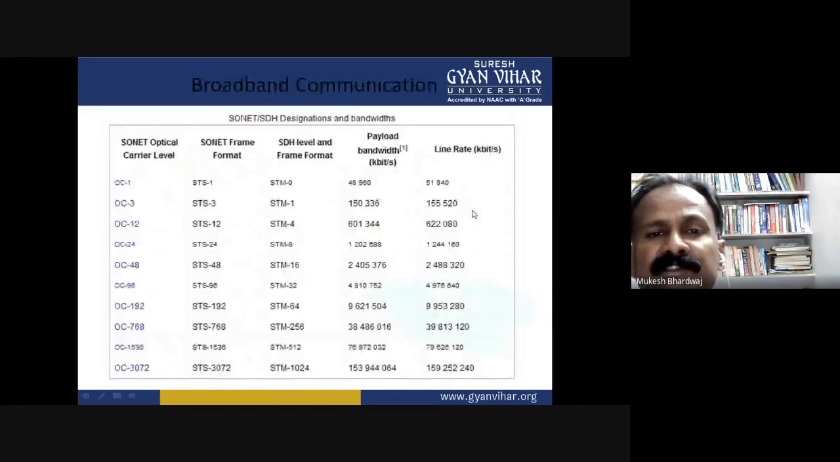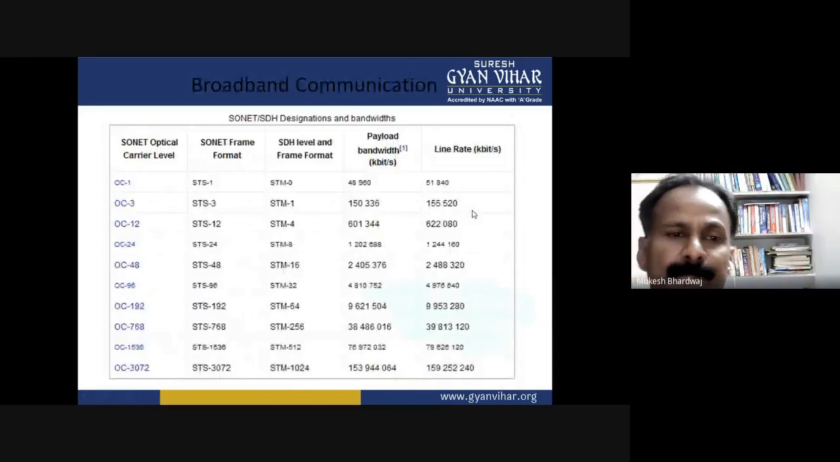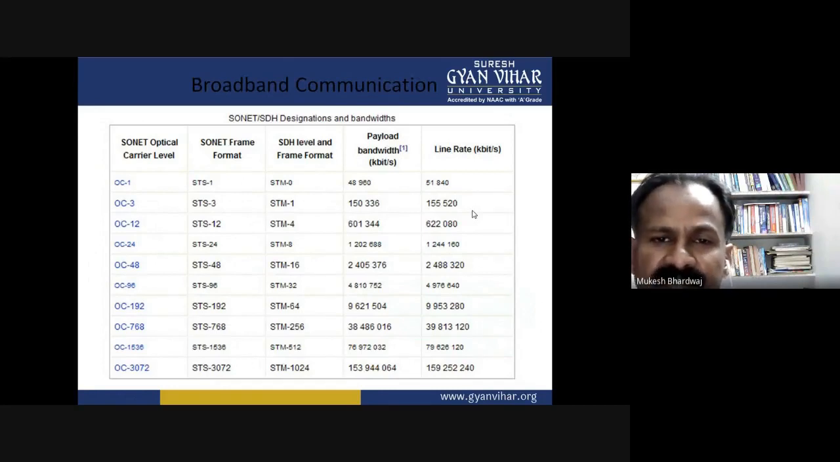Broadband communications, SONET, SDH designations and bandwidth. SONET optical carrier levels: OC1, OC3, OC12, OC24, and these are some of the SONET optical carrier level designations. The SONET frame format is related to the carrier level, and the SDH level and frame format are also related to the carrier level. Payload bandwidth, kilobytes per second, line rate, kilobytes per second. So these are the various designations and bandwidths for broadband communication.